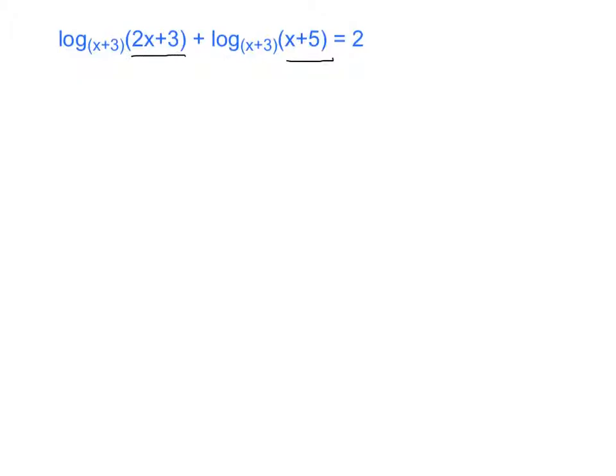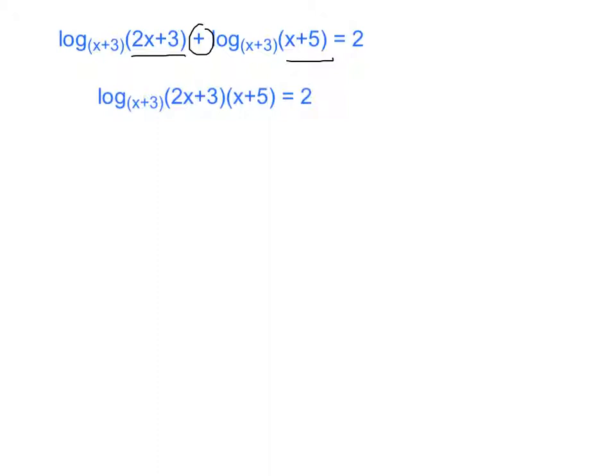So what I mean is we could rewrite this as log to the base x plus 3 of 2x plus 3 times x plus 5 equals 2. And keep in mind, if that original sign right here was subtraction instead of addition, instead of multiplying, we'd be dividing.